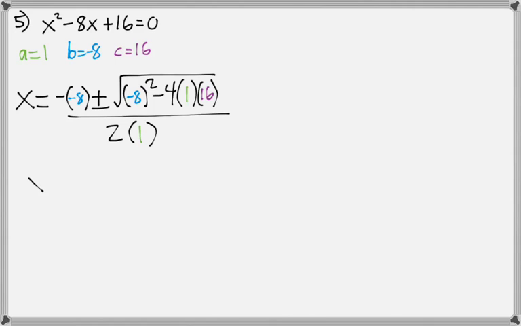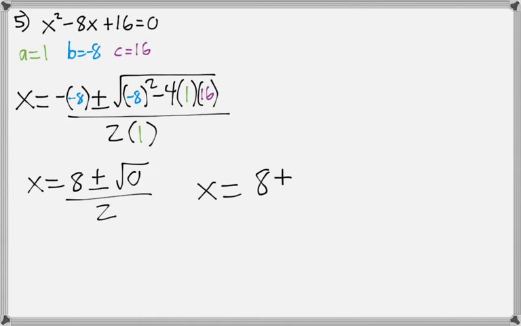So I'm going to get x is equal to a positive 8 plus or minus, if we do negative 8 squared, and make sure that that negative 8 is inside the parentheses. And we get 0. So x is equal to 8 plus or minus, well, the square root of 0 is just 0.